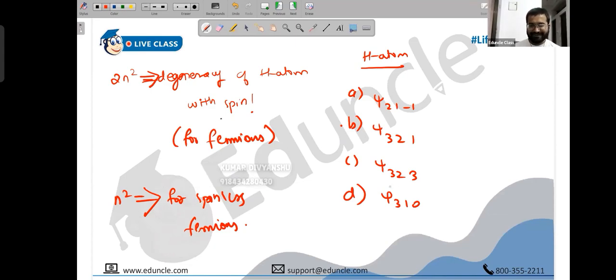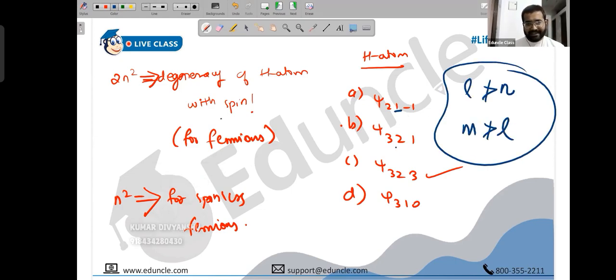So which is an absurd wave function here? C is 3 2 3. Absolutely. Ask me if you still have any questions here. So it's simple, but the first logic should be: l cannot be greater than n, and m cannot be greater than l. This is the first important logic. So l is less, l is less, l is less, l is less. That's good. m is less, m is less, m is greater. Here only you realize it's a wrong wave function. This is definitely a wrong wave function. So this is an absurd wave function. All the others are valid.